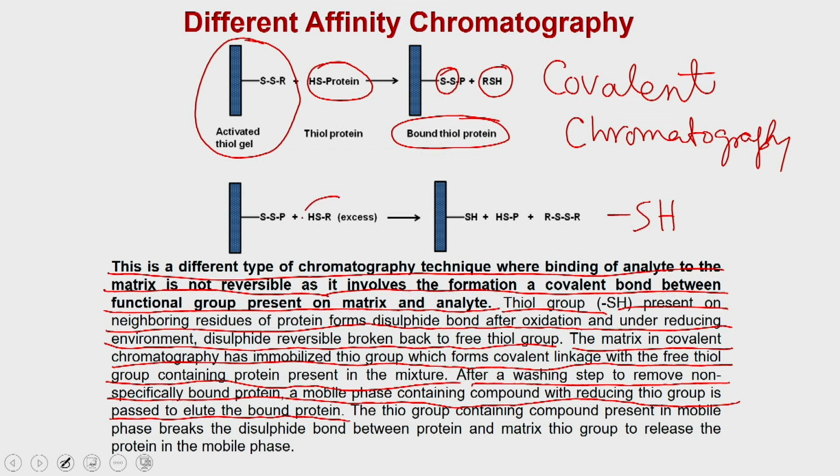Then you add the elution buffer which contains the reducing thiol groups, and that is going to reduce the sulfhydryl linkages between the two sulfurs, and that is going to generate the matrix containing the free thiol groups, and your protein is going to be eluted, and ultimately both functional groups are going to form.